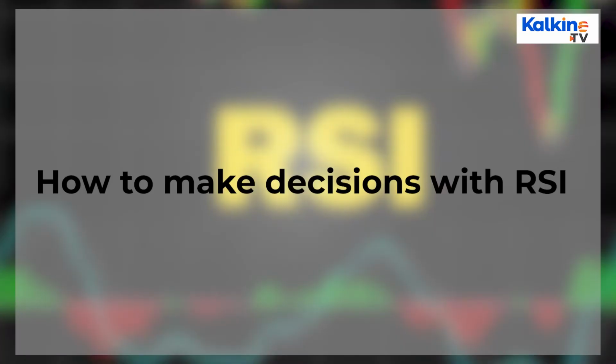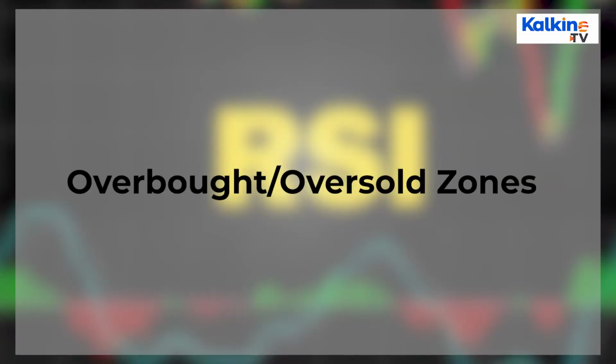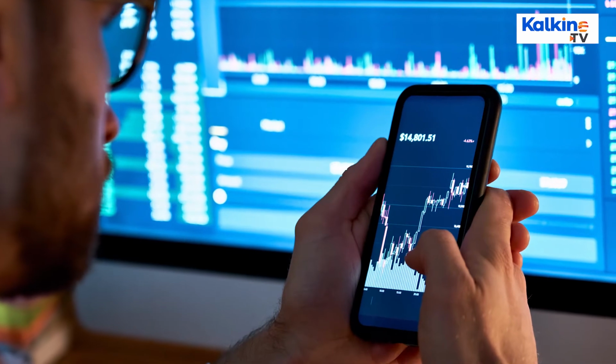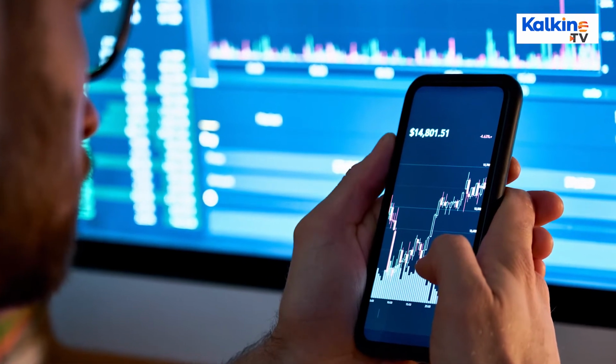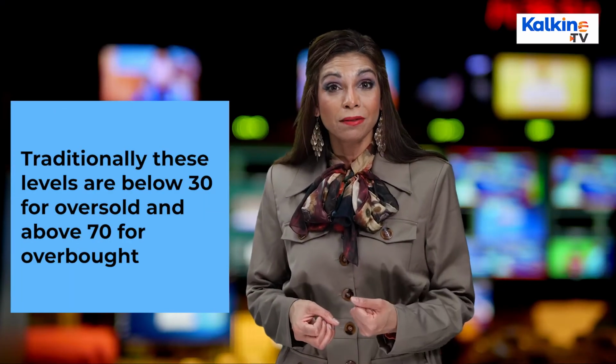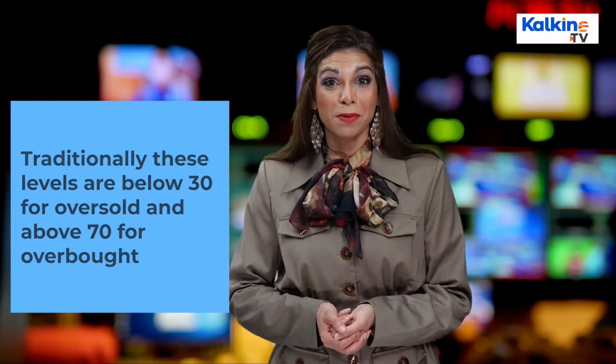How to make decisions with RSI. Overbought, oversold zones. As the RSI measures the intensity with which a security has risen or fallen, it is up to the user to decide the RSI levels where he would consider the security to be overbought or oversold. And traditionally these levels are below 30 for oversold and above 70 for overbought. However, they can be modified to 20 and 80 as well, or any other level as per the analyst.